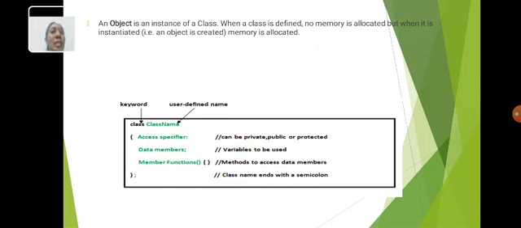First, class name. Class is the keyword, followed by the class name, a user defined name. Open brace, access specifiers can be private, public, or protected. Next, data members: variables to be used. Member functions: methods to access the data members. Finally, close brace, and the class definition ends with a semicolon.